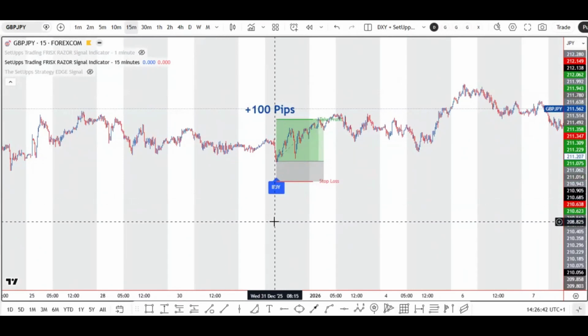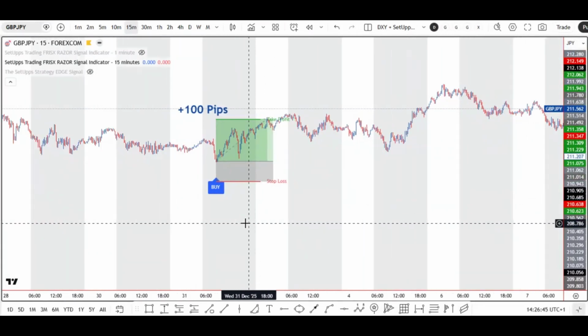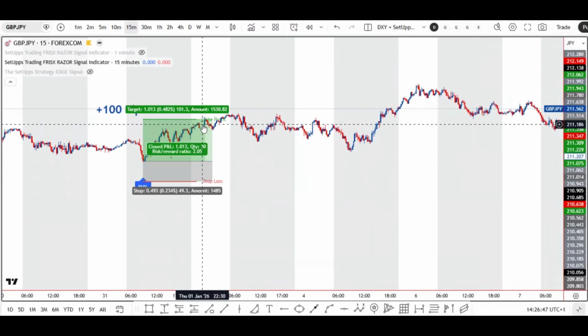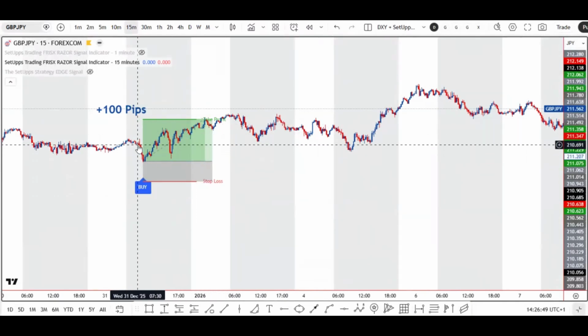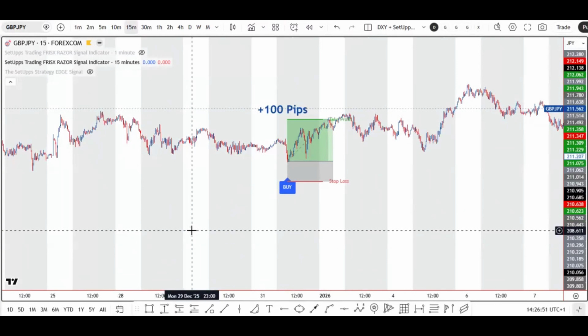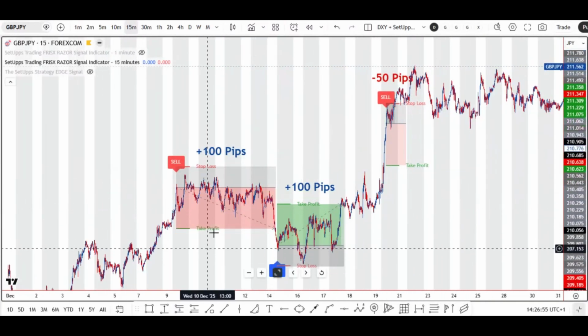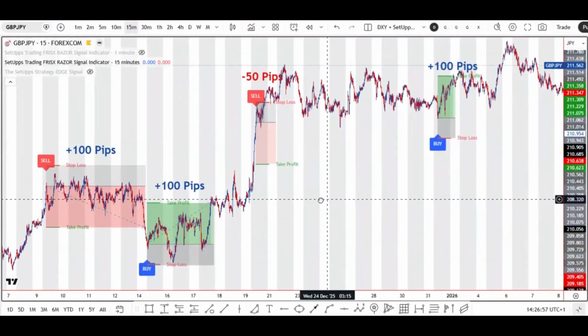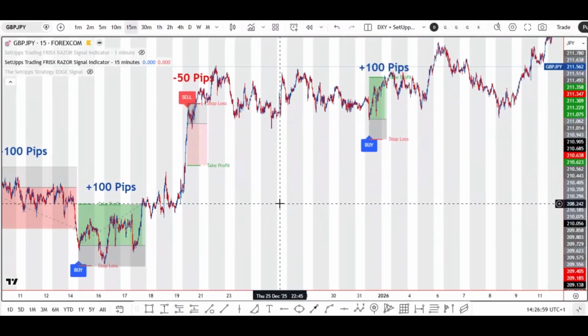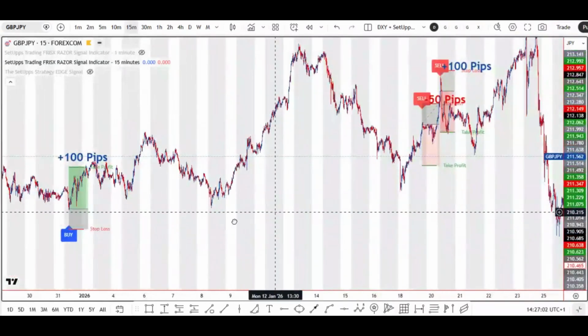Then you have another buy on the 31st of December. That triggered and hit take profit the same day. So that was a good one. And that was 100 pips. So far for December, that was 300 minus 50. Hold on a second. Yeah, 300 minus 50. That's 250 pips for December. So that's not bad at all.